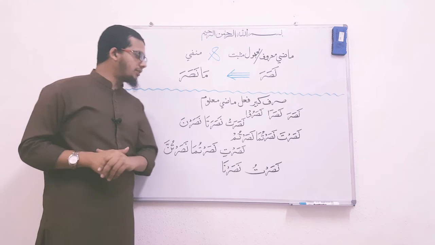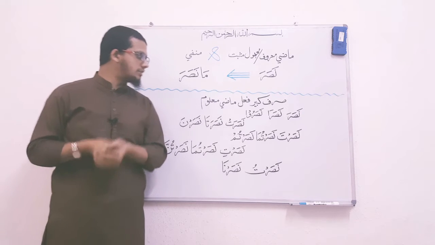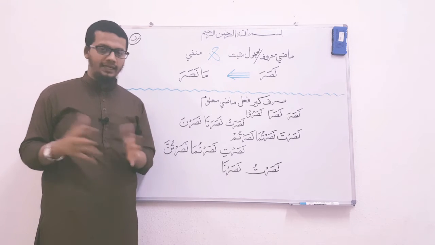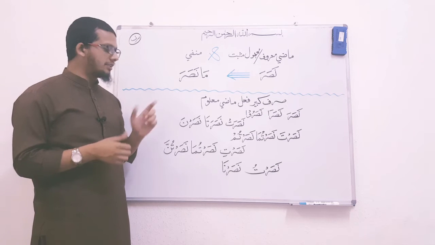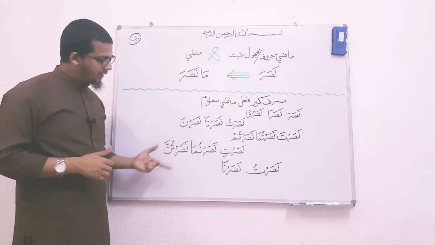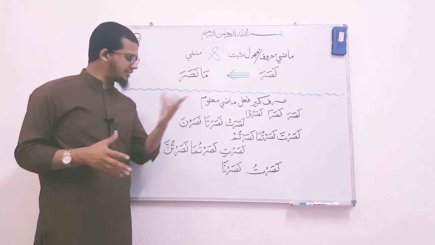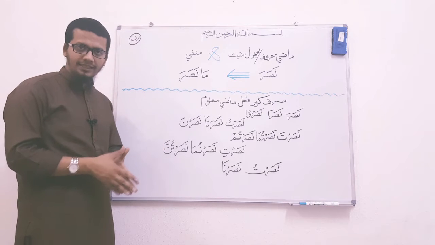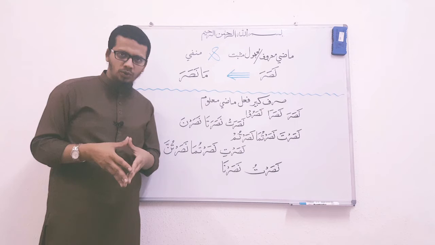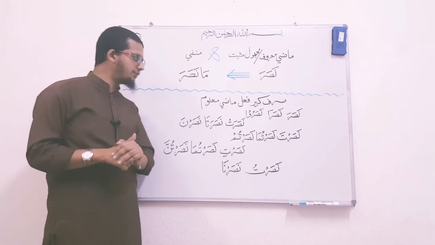In the next part of our lesson, we are going to try to memorize the Sarf Kabir, the long paradigm of Fail Madi Ma'loom, past active tense. We are going to cover the complete Sarf Kabir today, because we have already studied this Sarf Kabir in a very thorough way in previous lessons. So there is not much need to memorize it. It will be very easy for you. That's why I'm trying to cover it fully today.